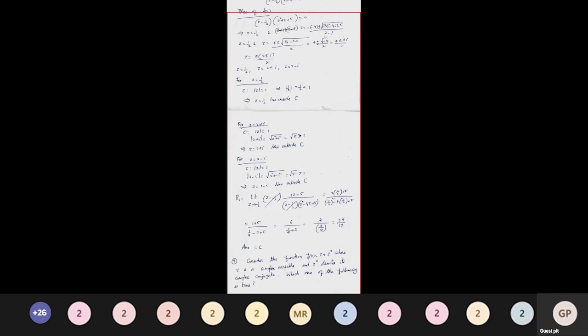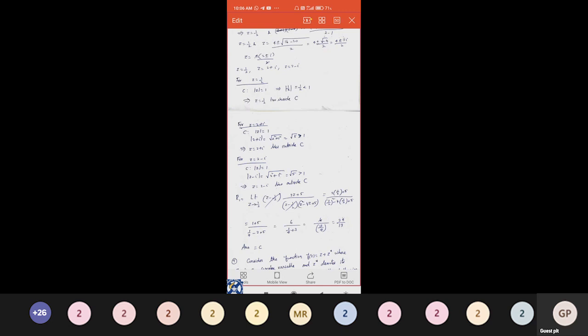R1 equals limit z approaches 1 by 2 of (z minus 1 by 2) into f of z, which is (2z plus 5) divided by (z minus 1 by 2) into (z square minus 4z plus 5). Now z minus 1 by 2 and z minus 1 by 2 get cancelled. Now you can apply the limit, that is, replace all the z values by 1 by 2. Therefore, you are going to get 2 times 1 by 2 plus 5. So 2 times 1 by 2 is 1, 1 plus 5, divided by the denominator, 1 by 2 square minus 4 into 1 by 2 plus 5. So the denominator becomes 1 by 4 minus 2 plus 5.